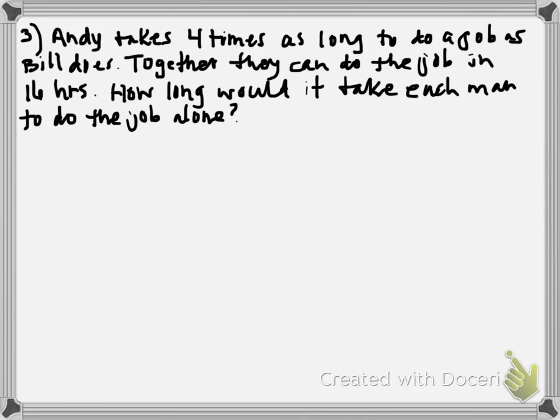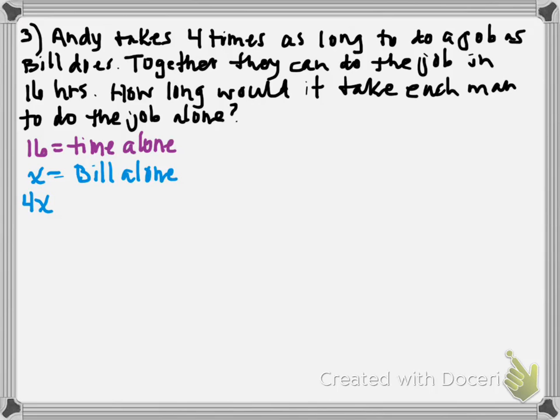Okay, so the only number that I see in this problem that I can utilize for our fractions would be 16. And 16 is the time together. So I actually am going to get 2 unknowns in this problem, but they are related to each other. If you read the first sentence, it talks about Andy taking 4 times as long to do a job as Bill does. So that means Bill's time is going to be x. So that's Bill alone. Andy's going to be 4 times as long, so 4x is going to be Andy alone.